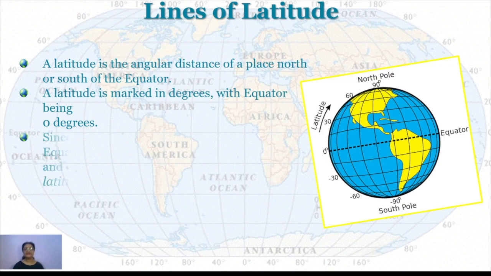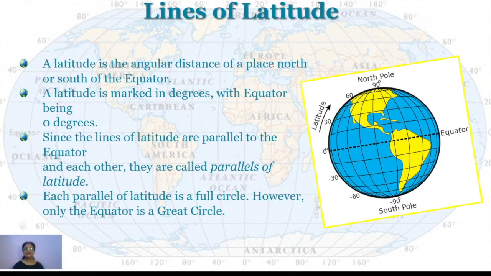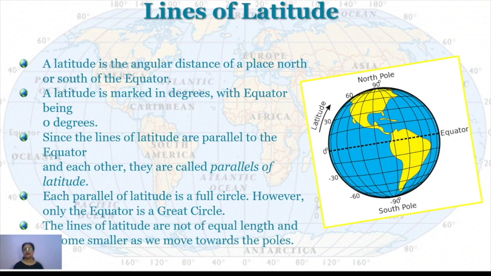Lines of latitudes basically are the different lines which are indicating the different latitudinal distance, right? Latitude basically is the angular distance of a place. Simply, latitude is the angular distance of a place north or south of the equator. A latitude is always marked in degrees, with the equator being 0 degree.